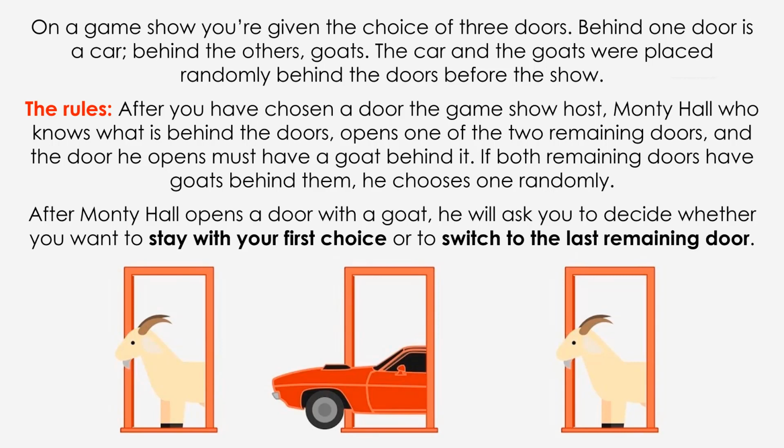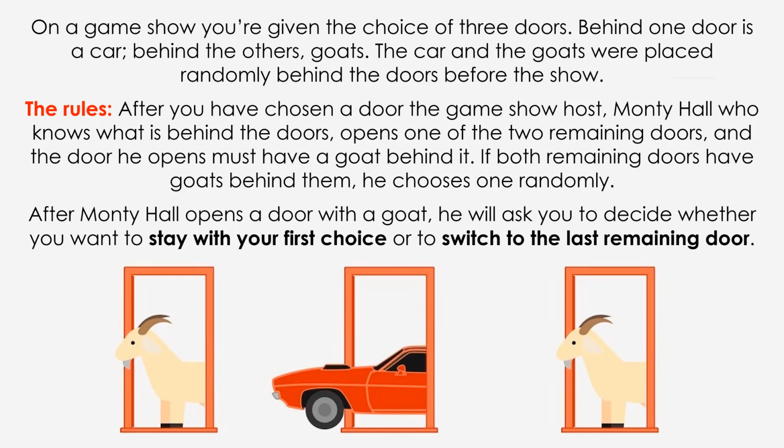Okay, now here are the rules for you as the contestant. After you have chosen a door, the game show host, whose name is Monty Hall, who knows what is behind the doors, is going to open one of the 2 remaining doors, and the door he opens must have a goat behind it. If both remaining doors have goats behind them, he chooses one randomly in his mind. That's what he's doing there. So you choose a door, and he's going to open one of the other doors, showing you a goat.